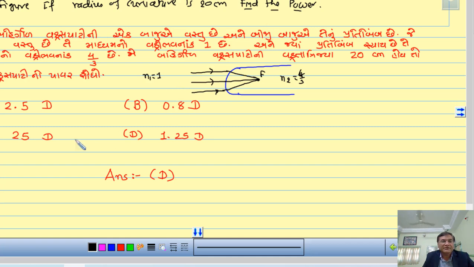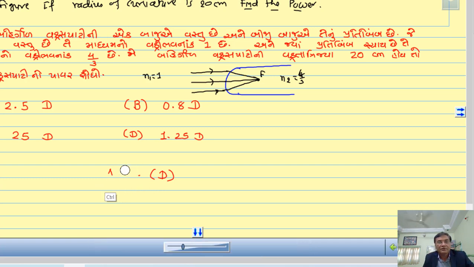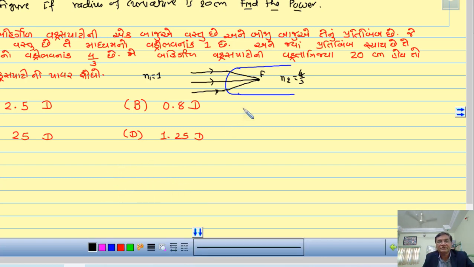So we want the power, which means power is equal to 1 upon f. So we have to find f. Okay. Answer is B. So what is the f?